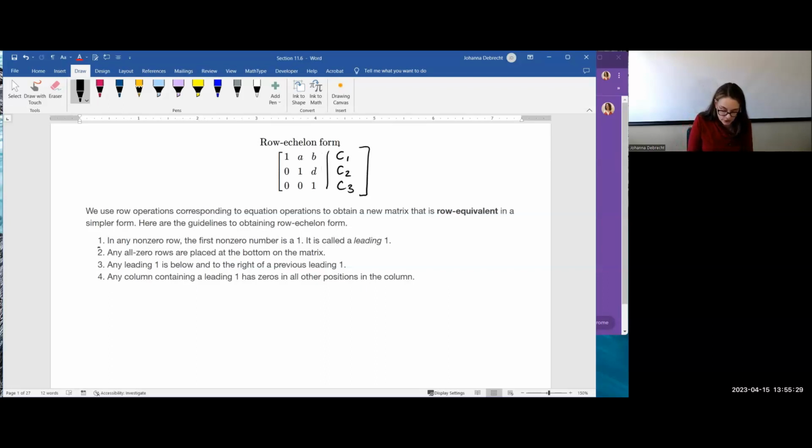Here is the first rule. In any non-zero row, the first non-zero number is 1. It's called a leading 1. Now, if you have a row that's all zeros, it needs to drop to the bottom. Remember, we're allowed to swap any 2 rows. So if one row just zeroes out, 0 all the way across, it goes all the way to the very bottom. Then, in any row that's not all zeros, the first number in the row should be a 1.